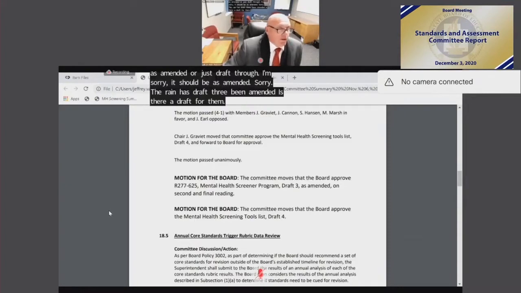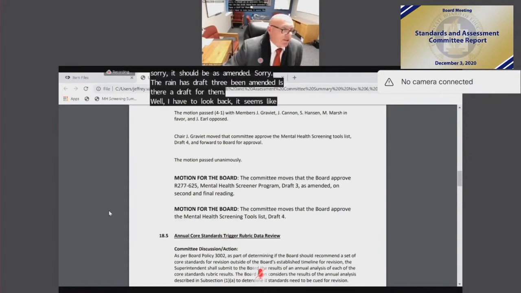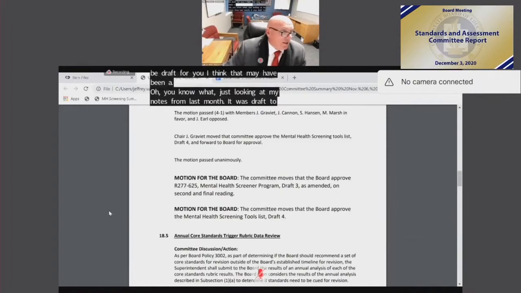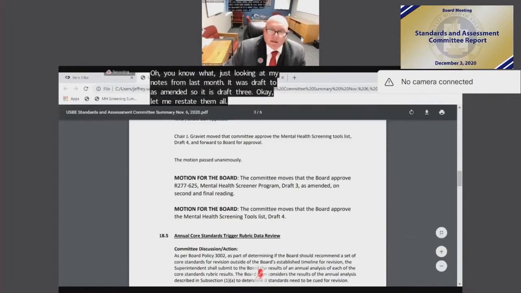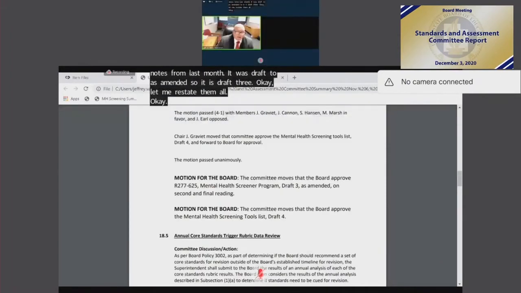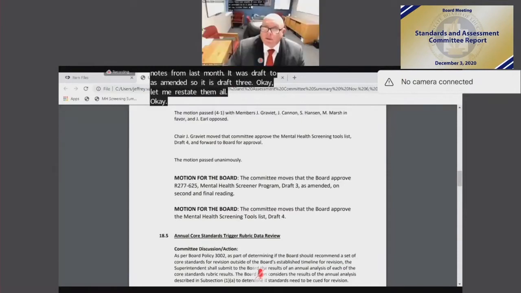The motion before the board is that the board approve R277-625 mental health screening program draft 3 on second and final reading. Discussion to the motion. Board Member Earl.